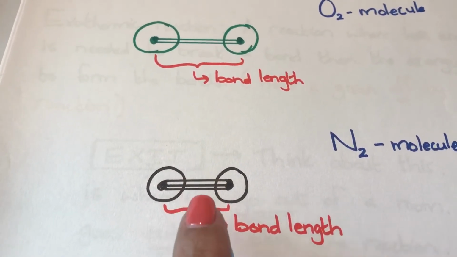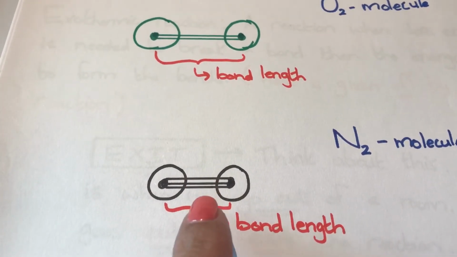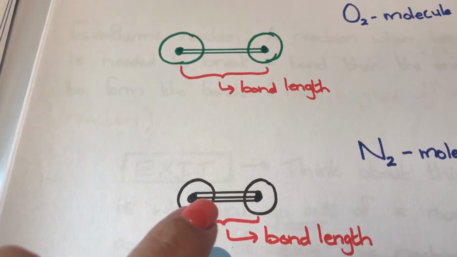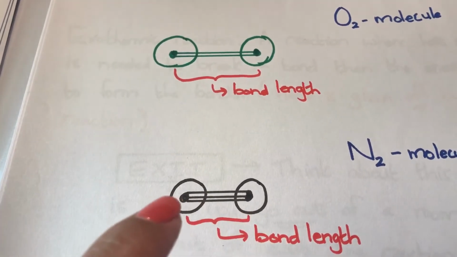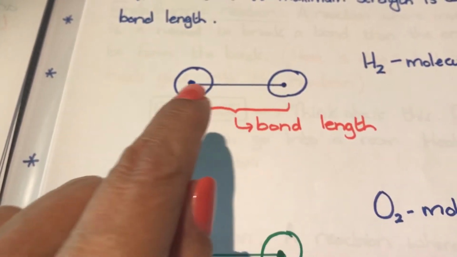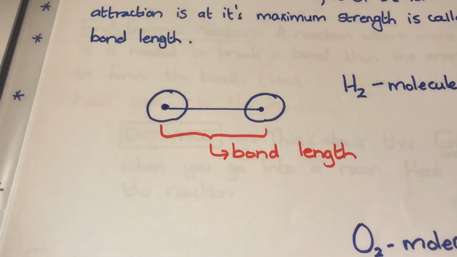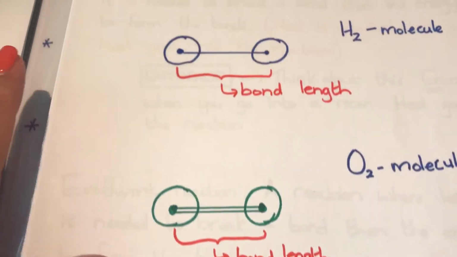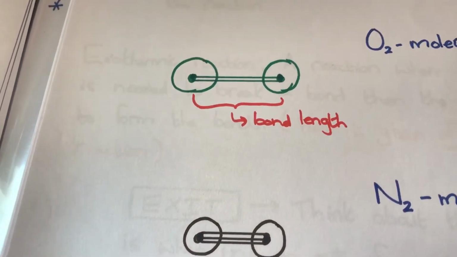There's a shorter distance between them because when the number of bonds increase, the bond strength increases. That means that one element is going to be attracted to another one by a stronger force, and they get pulled closer and closer together. So in a single covalent bond, because the strength of the bond is not that high as in, for example, a triple covalent bond, the distance between the elements is going to be longer.